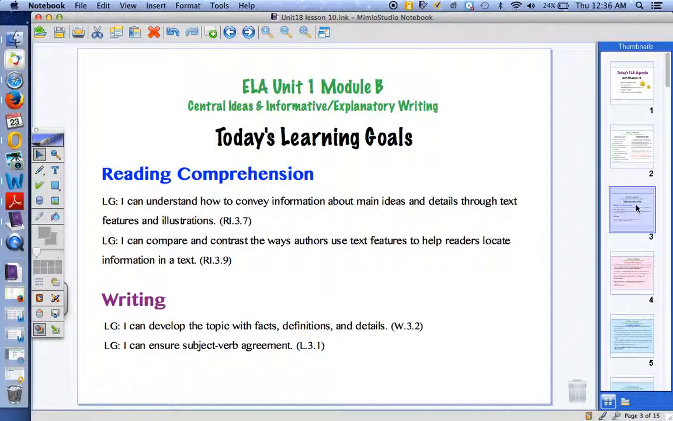Again, here are our learning goals for today. They are the same as yesterday, looking for the main idea and key details in text, and also comparing and contrasting. Today we're going to be looking at the contrasting part. For writing, we're going to continue to work on developing our topic with facts, definitions, and details, and making sure that our subjects and verbs are in agreement.